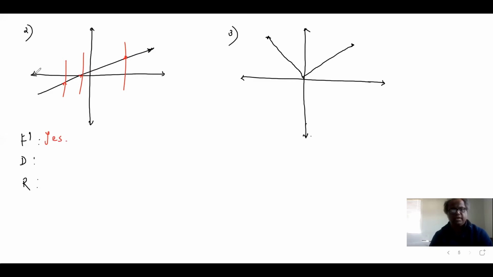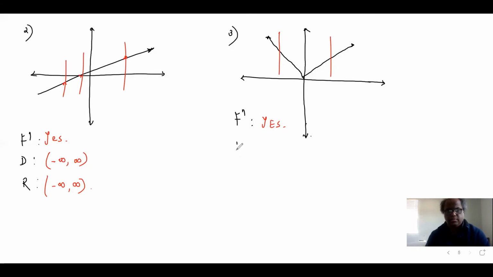For domain, if you see here, the function is taking any values from -infinity to infinity. The same goes with range, which is -infinity to infinity. Look here carefully. Again, if I take a vertical line test, it passes. So if I want to answer whether it's a function or not, of course, no doubt, it is a function.